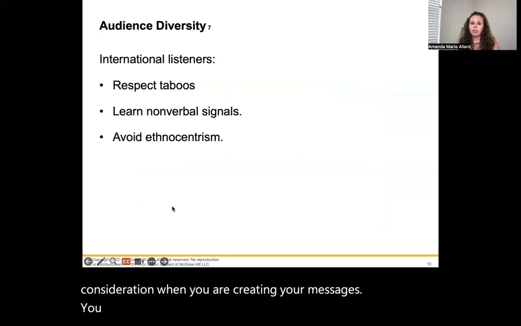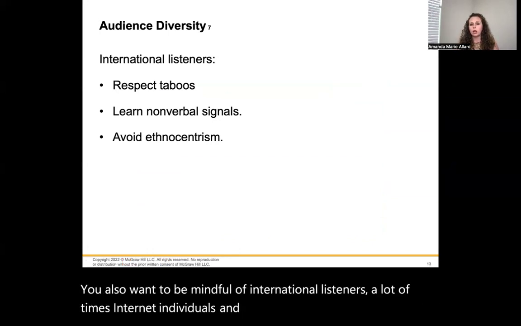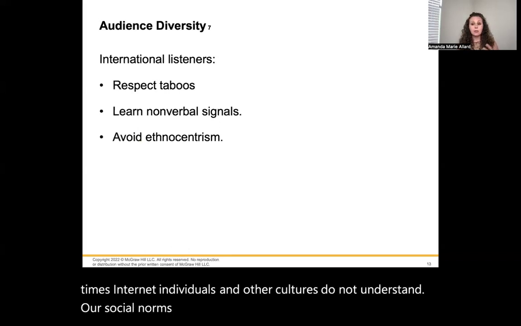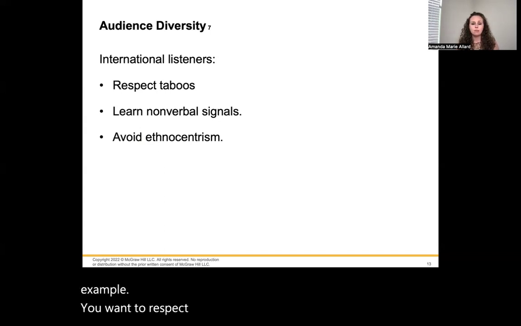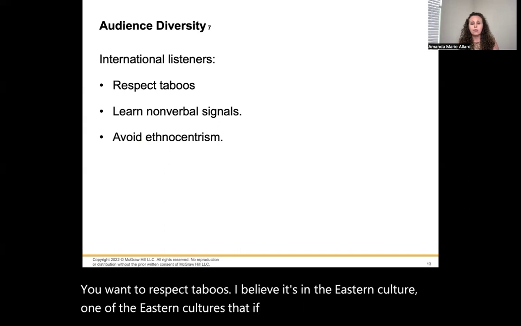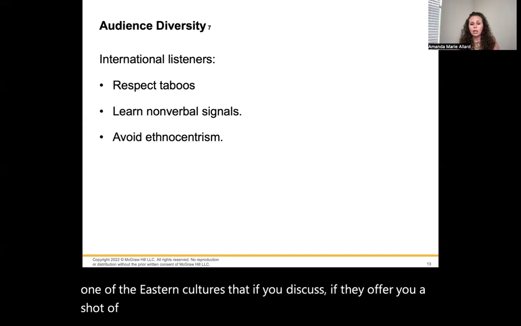You also want to be mindful of international listeners. A lot of times individuals in other cultures do not understand our social norms in the United States, and vice versa. When you go to other countries, you may not know their social norms. So for example, you want to respect taboos. I believe it's in the Eastern culture, one of the Eastern cultures, that if they offer you a shot of alcohol and you refuse it, it's taboo, because that's disrespectful to them.